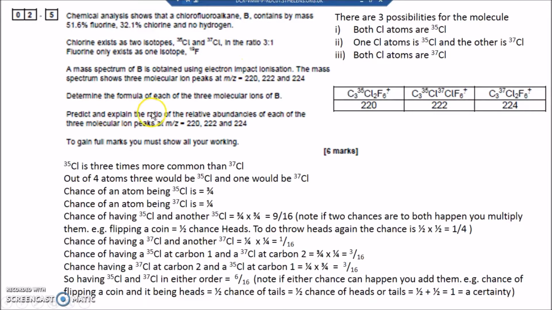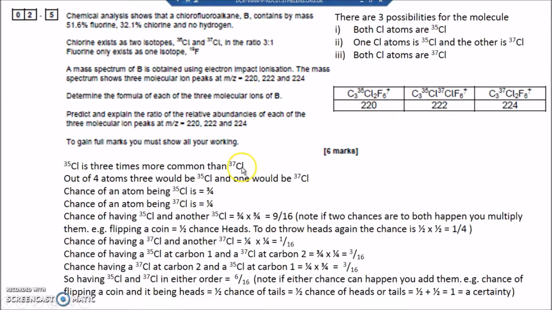Now, predict and explain the ratio. So the final couple of marks are the ratio, and this is more like a probability question than anything else. Somewhere or another it will tell you it has the 2 isotopes, 35Cl, 37Cl, in the ratio 3 to 1. So out of 4 atoms, 3 of them are 35 and 1 of them is 37. So 3/4 would be 35Cl and 1/4 would be 37Cl.